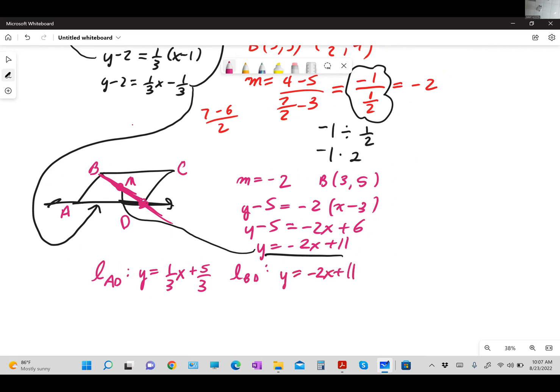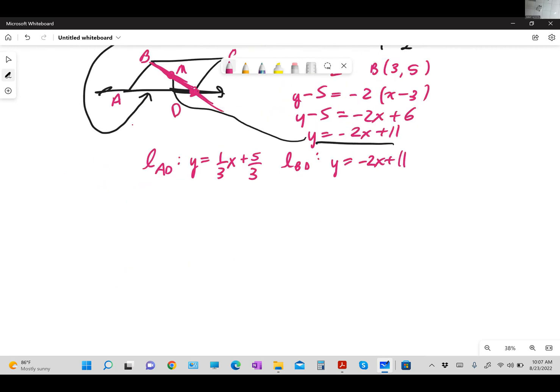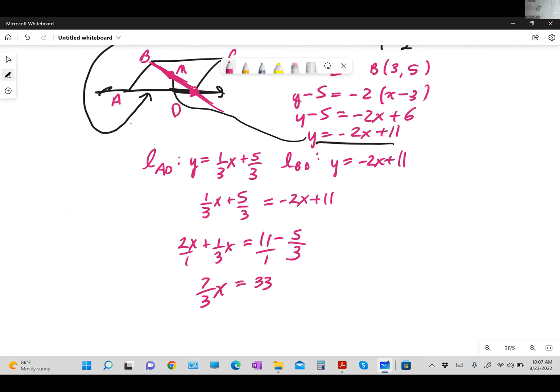And then am I supposed to find the intersection between them? 1/3 X plus 5/3. I set them equal to each other, negative 2X plus 11. I'm going to add the 2X to the other side. 2X plus 1/3 X equals 11 minus 5/3. And so we have 6 plus 1, that's 7/3 X, right? Must equal 33 minus 5 over 3.